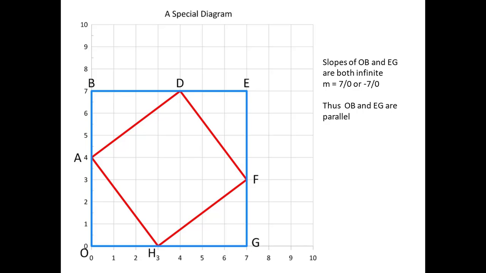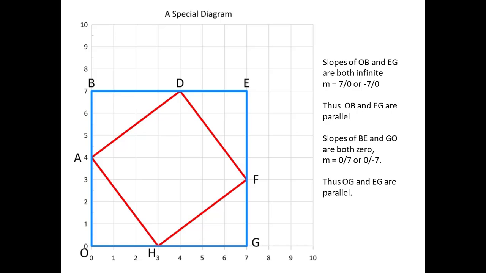But at any rate, so we have the slope of, let's look at the lines on the blue square now. The segments on the blue square are OB and EG. They're the left and right side of that quadrilateral, it's a 4-sided figure. We know nothing about it. Let's assume we know nothing about it. And both of those slopes are infinite. They both have a rise of 7 and a run of 0. So that when you divide by 0, you get an undefined number. And so they're both infinite slopes. And because they have the same slope, both are infinite, we say that those slopes are parallel. So we know that because they have the same slope, they're parallel. OB and EG are parallel.